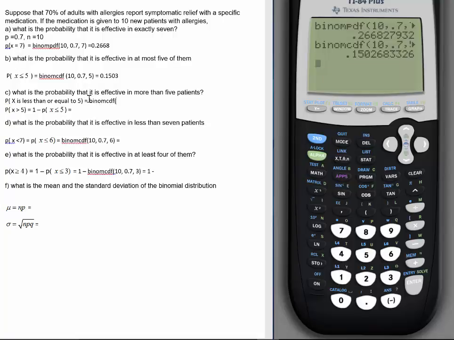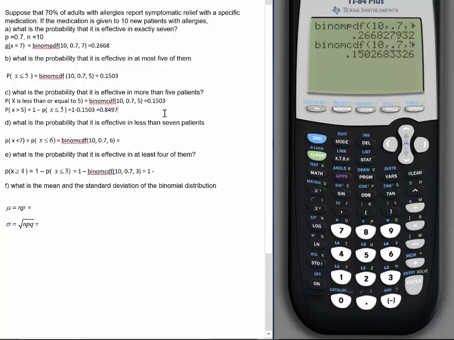Binomcdf, and then we're going to put the 10, comma, 0.7, and comma 5. Have we done that already? Yes, we did that in part B, and I got the answer already, which is 0.1503. So how do we find the probability of x greater than 5? We just do 1 minus 0.1503, and the answer will be 0.849.